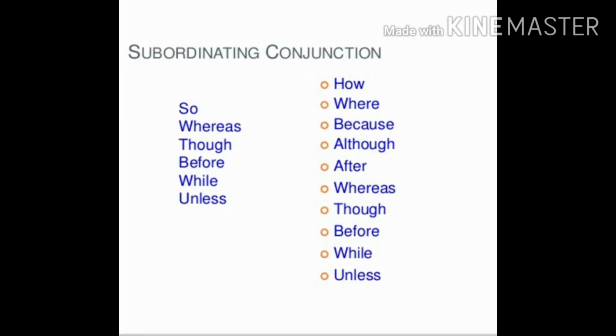Now here are some examples of subordinating conjunctions. So, whereas, though, before, while, unless, how, where, because, although, after.